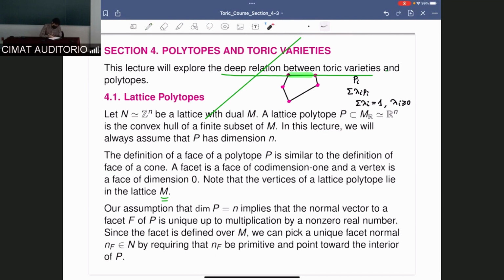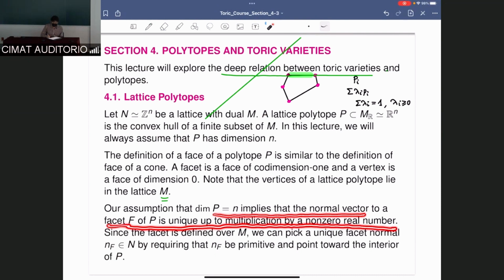Okay, what else are we going to say? The assumption from before that P has dimension n means that if we look at the normal vectors of the facets, those are unique up to multiplication by a non-zero real number.